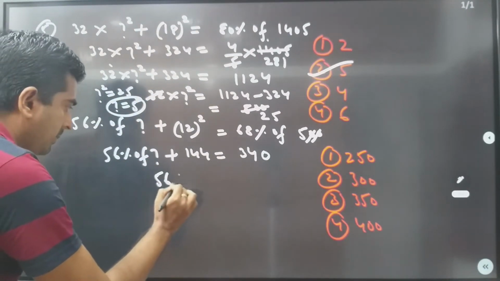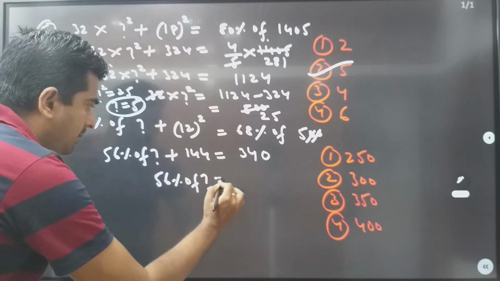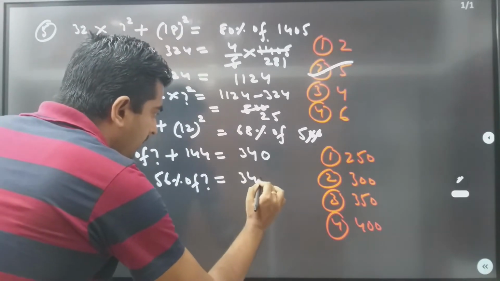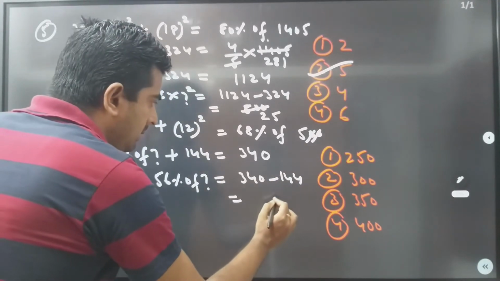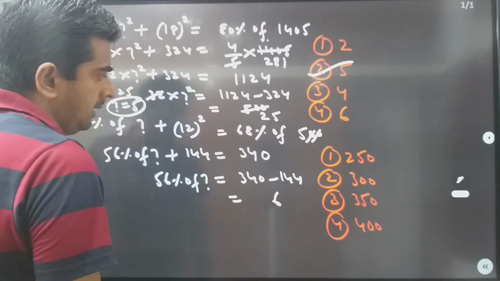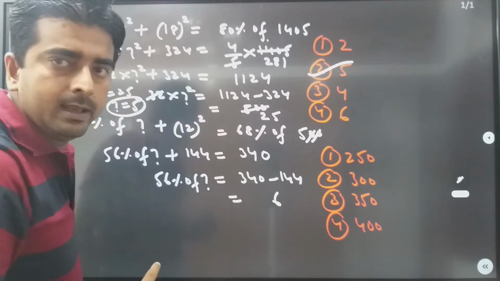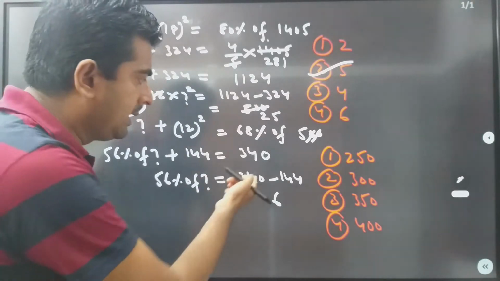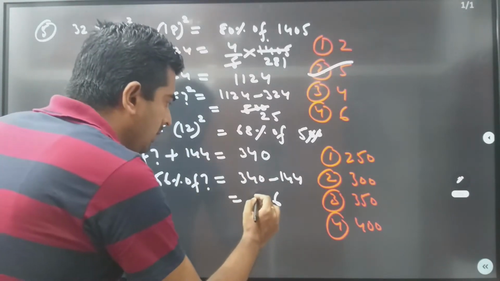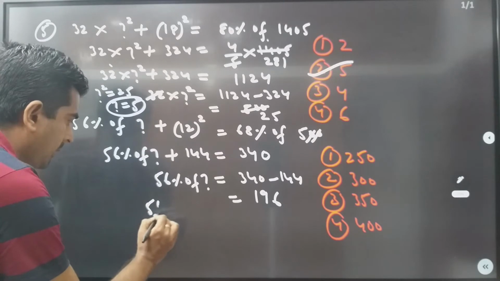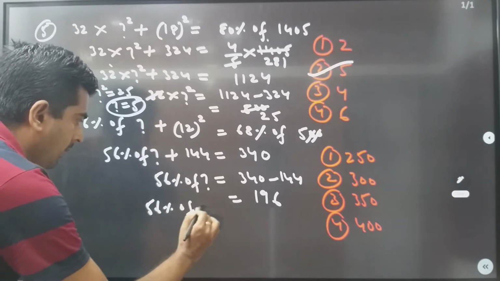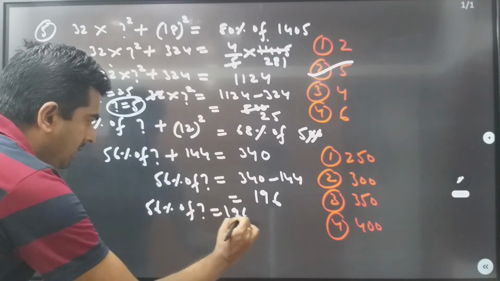So 56% of question mark is equal to 340 minus 144. How much? This is 6, right? So if you add 200 here, it will be 344, but here 340 is there, subtract 4, so 196, right? It will be 196. So 56% of question mark is equal to 196.